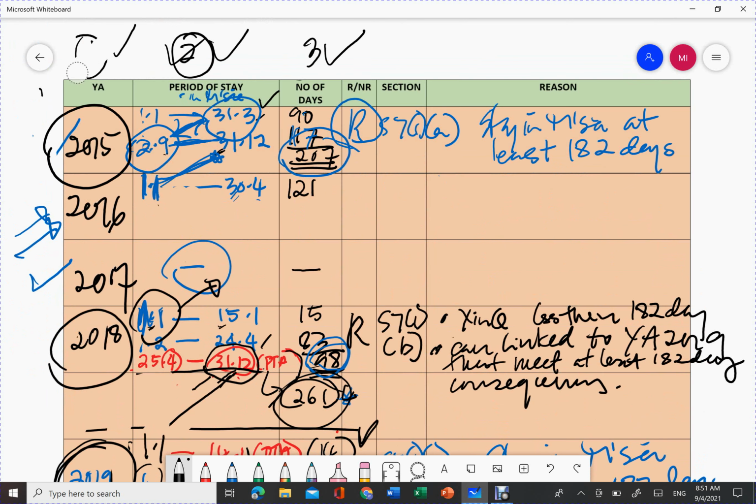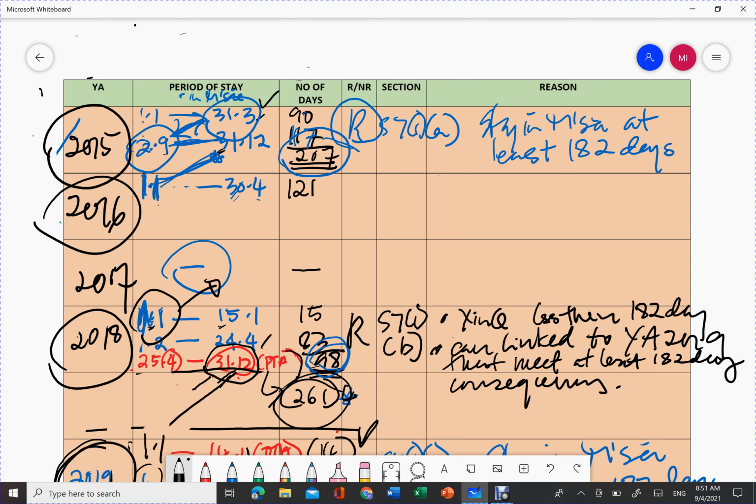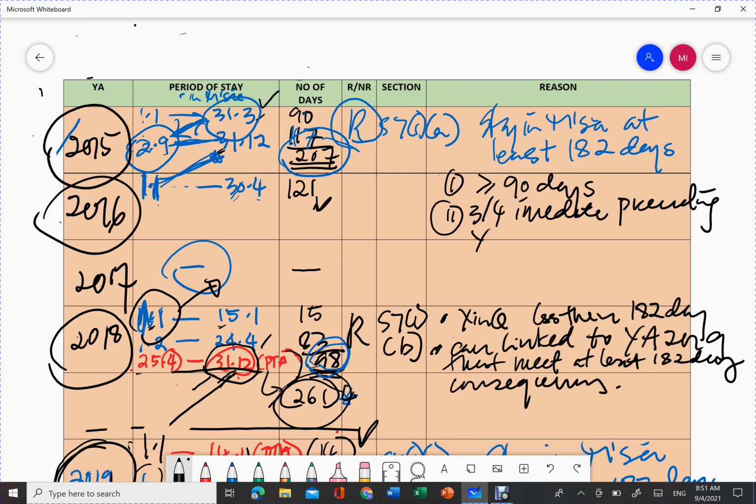For 71C, it said that year in question, that person must be in Malaysia for at least berapa hari? 90 days, lepas tu 3 out of 4. Now let's take a look at year 2016. For year 2016, he was in Malaysia for 121 days. So first requirement tu dia meet. Dia mesti ada at least 90 days. But what happened, nak meet the next requirement, dia kata 3 out of 4 immediate preceding year of assessment mestilah sama ada resident ataupun stay in Malaysia for at least 90 days.